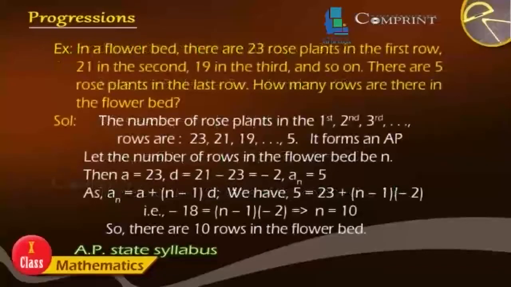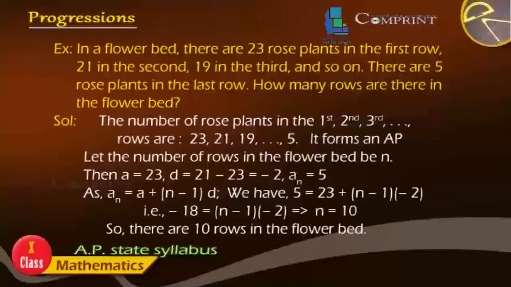Example. In a flower bed, there are 23 rose plants in the first row, 21 in the second row, 19 in the third, and so on. There are 5 rose plants in the last row. How many rows are there in the flower bed?